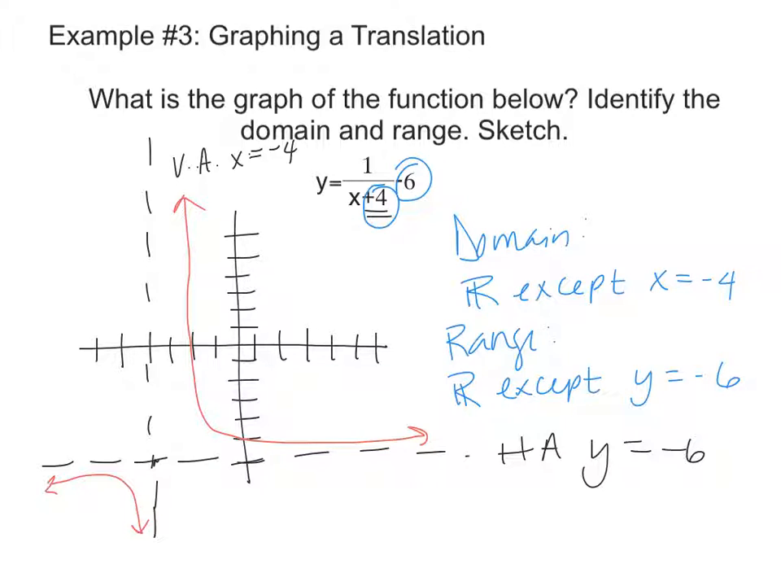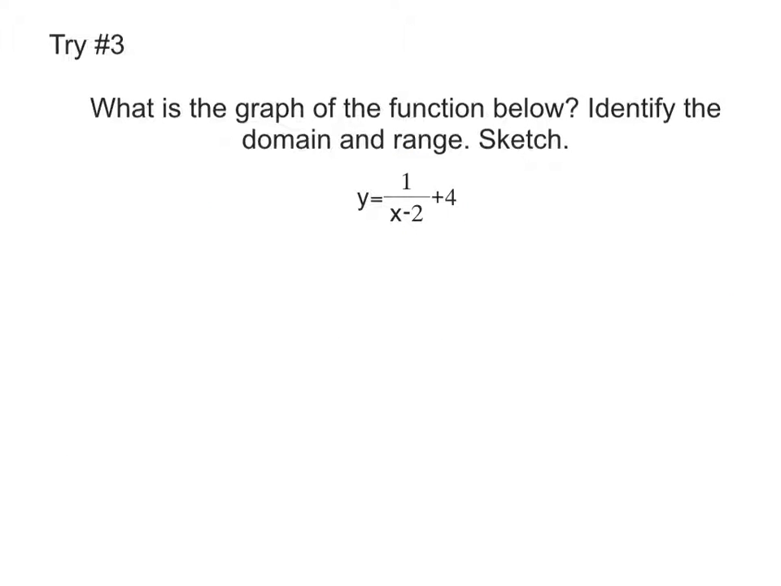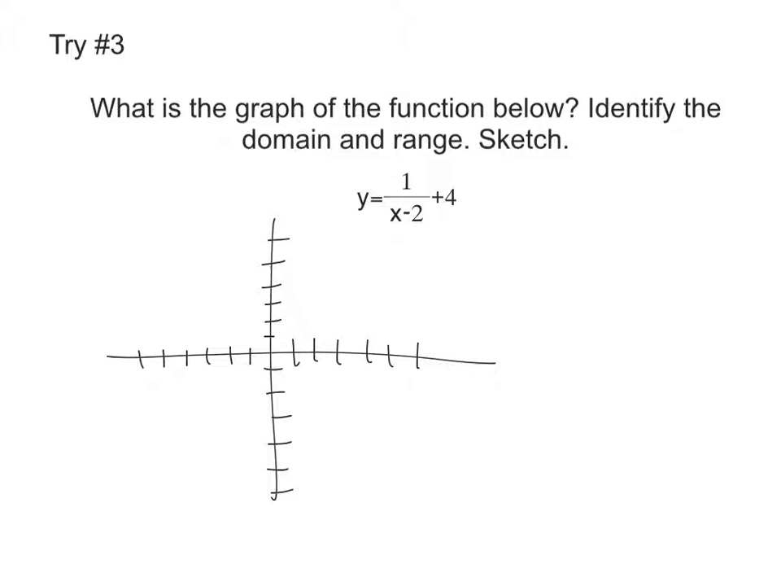All right, let's look at our next problem. So we have y equals 1 over x minus 2, plus 4. So let's go ahead and draw just a simple graph. All right, so it is shifting that -2, right? It means I'm going to go to the right 2. So that is my vertical asymptote. So my VA is x equals 2. And then after I go 2, I'm going to go up 4.